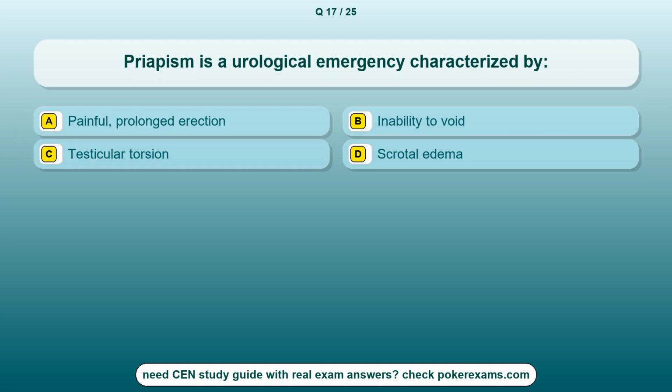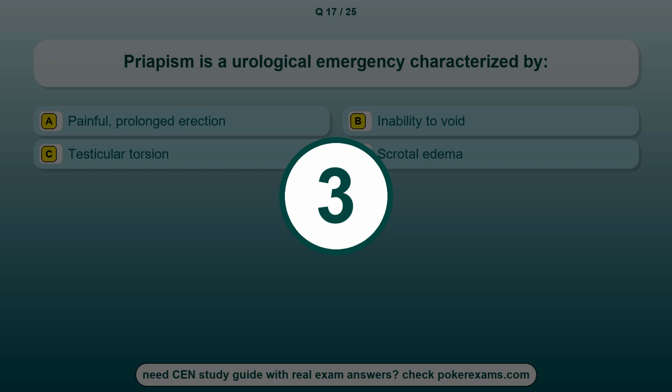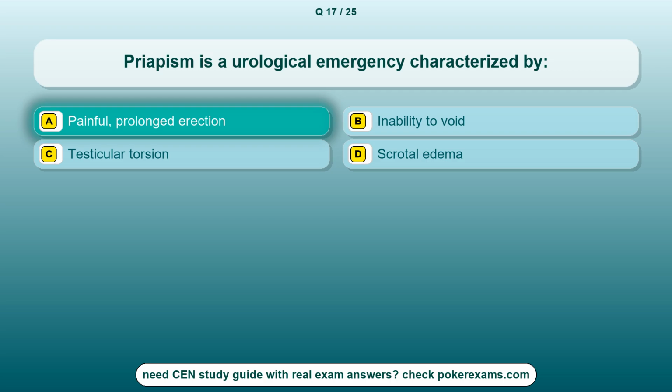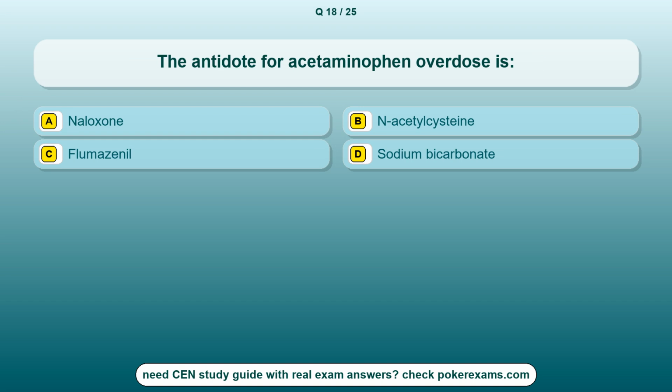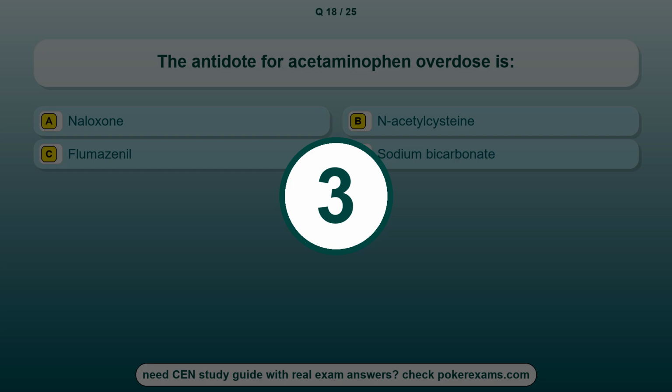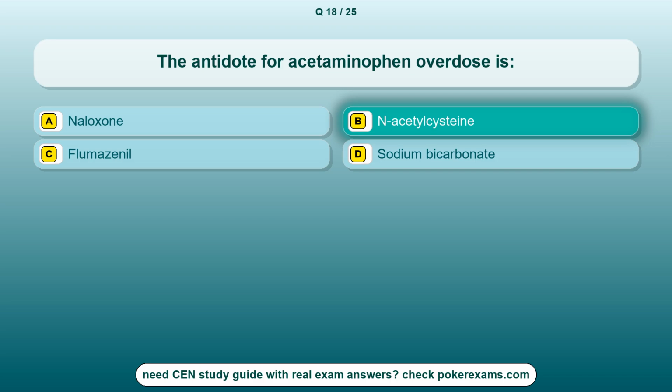Question 17. Priapism is a urological emergency characterized by: Option A, painful, prolonged erection. Option B, inability to void. Option C, testicular torsion. Option D, a scrotal edema. The correct answer is option A, painful, prolonged erection. Question 18. The antidote for acetaminophen overdose is: Option A, naloxone. Option B, N-acetylcysteine. Option C, flumazenol. Option D, sodium bicarbonate. The correct answer is option B, N-acetylcysteine.